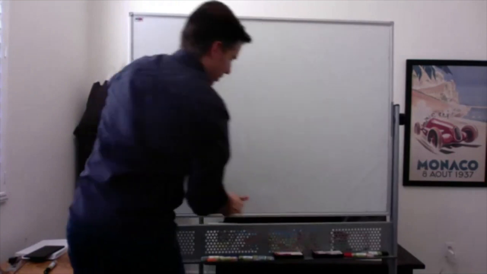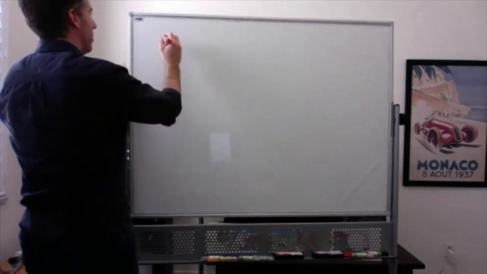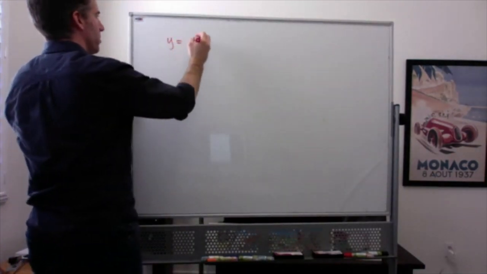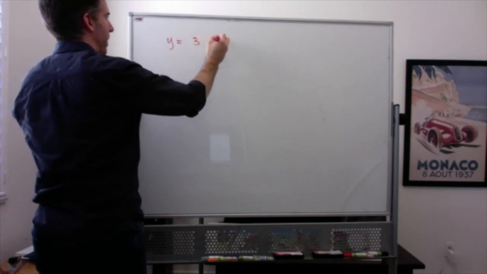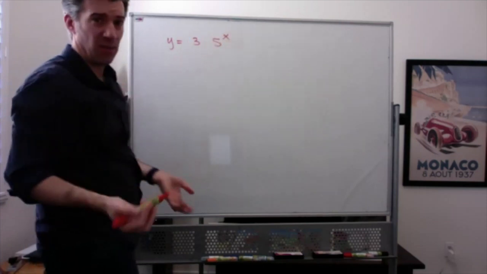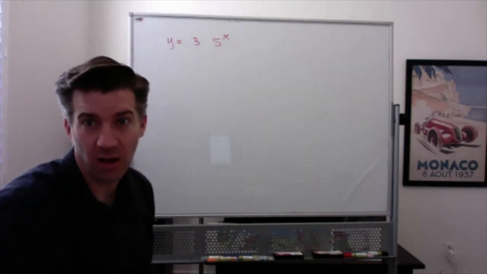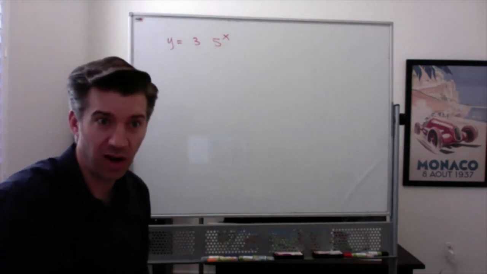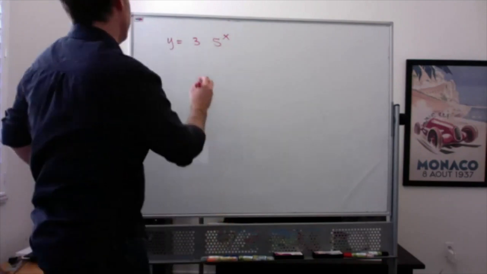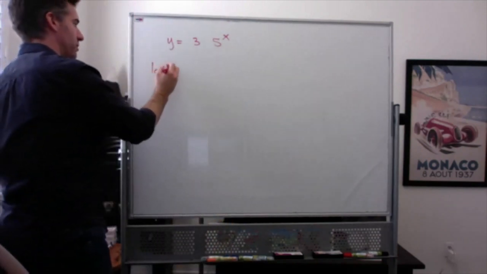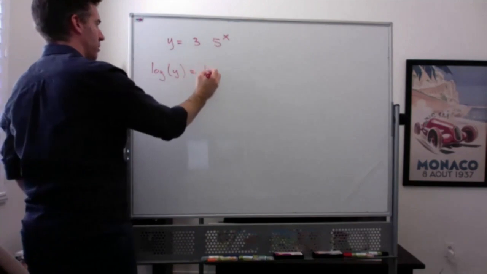So here's what we're going to do, and this is going to be a lot of the time. We're going to take our equation, y equals 3 times 5 to the x, and we're going to take the log of both sides. When I say log, I mean log base 10, which is the log we write that doesn't have a base. So I'm going to take log base 10 of this side and log base 10 of this side.